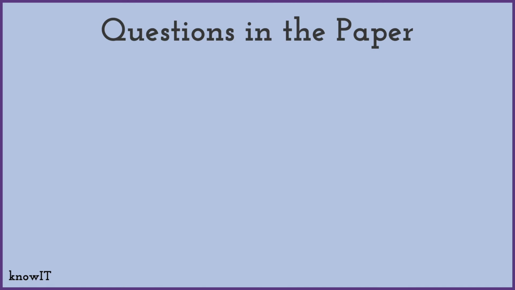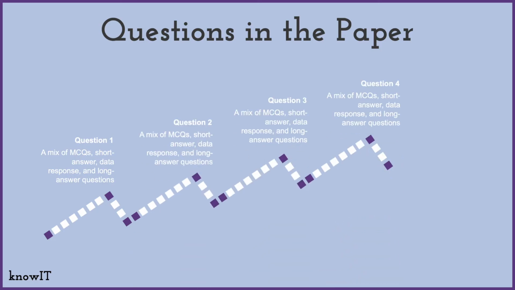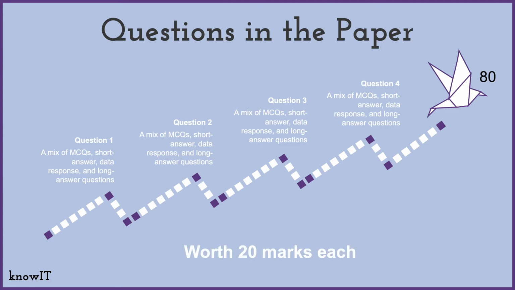Okay, moving on, let's look at the questions in this paper, which are pretty similar to the ones in paper 1, so I'm just going to quickly go over them. There's question 1 with MCQs, short answer questions, data response, and long answer questions, and similarly there are 4 more questions like it, which add up to the 80 marks of the questions in the paper. And of course, each of these 4 questions is worth 20 marks each. Pretty much the same as the first paper. The main difference, please remember, is the topics.